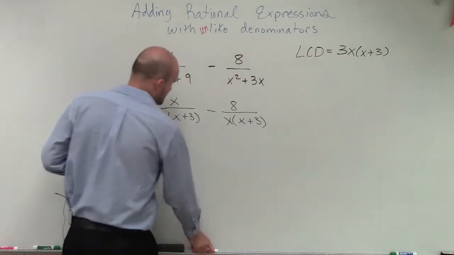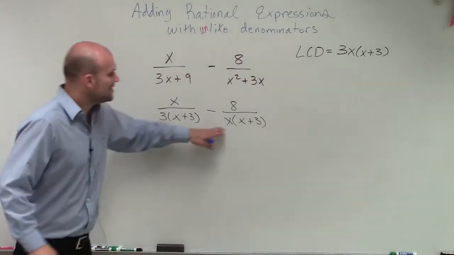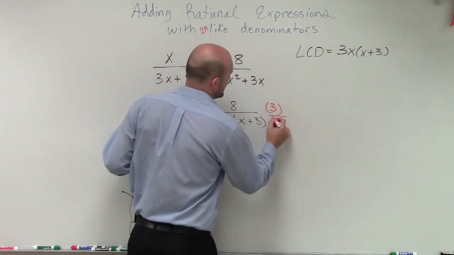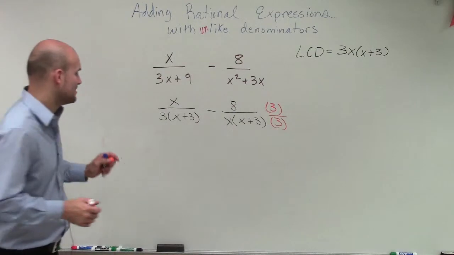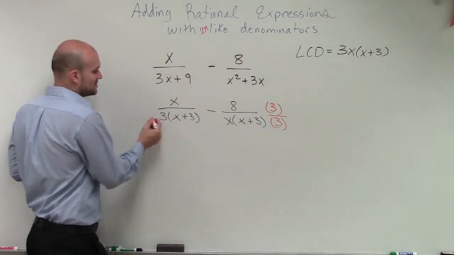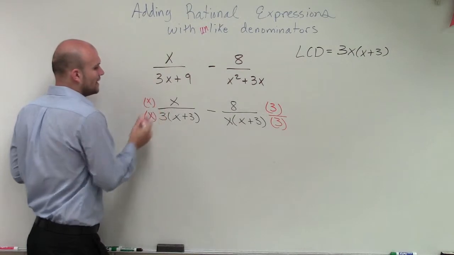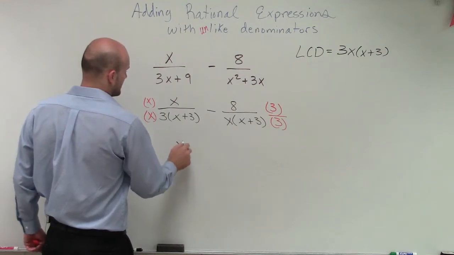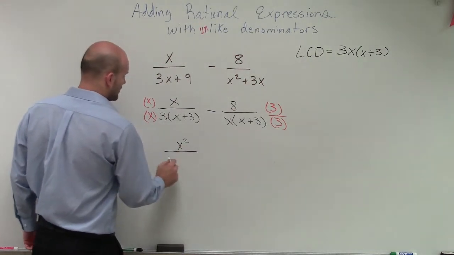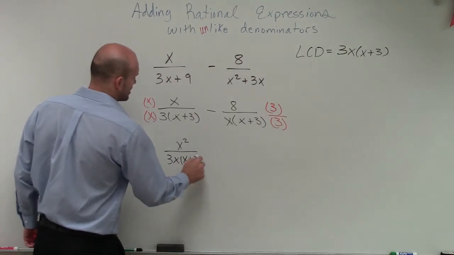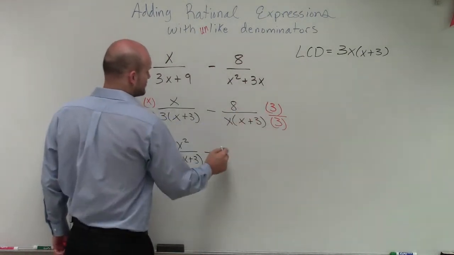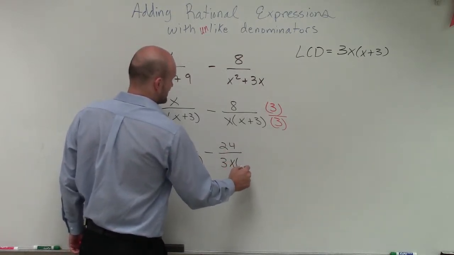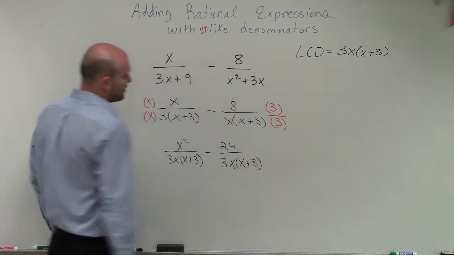So to get each one of these two to be your least common denominator, if I already have x times x plus 3, that means I need to multiply this by 3 over 3. Because remember, we need to make sure we multiply our numerator and denominator. Over here, I already have 3 times x plus 3, so I need to multiply by x over x. Therefore, when multiplying across, I'm left with an x squared over 3x times x plus 3, which is our least common denominator, minus 8 times 3, which is 24, over 3x times x plus 3.